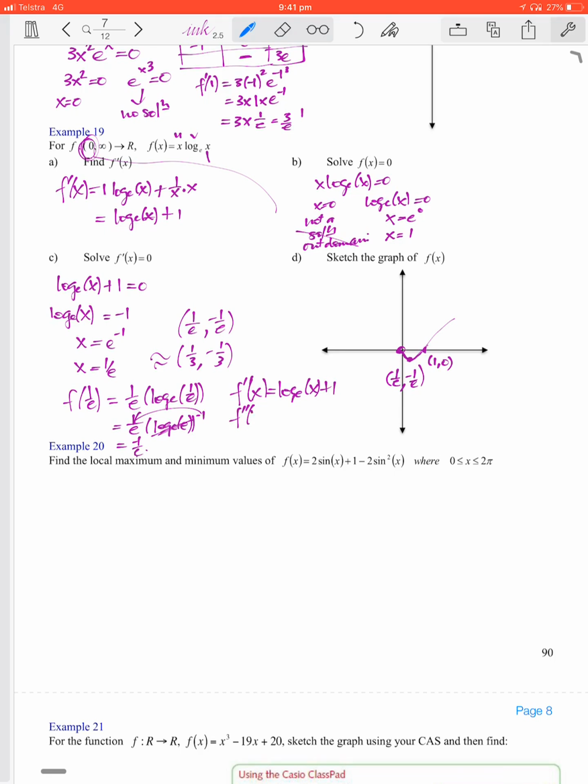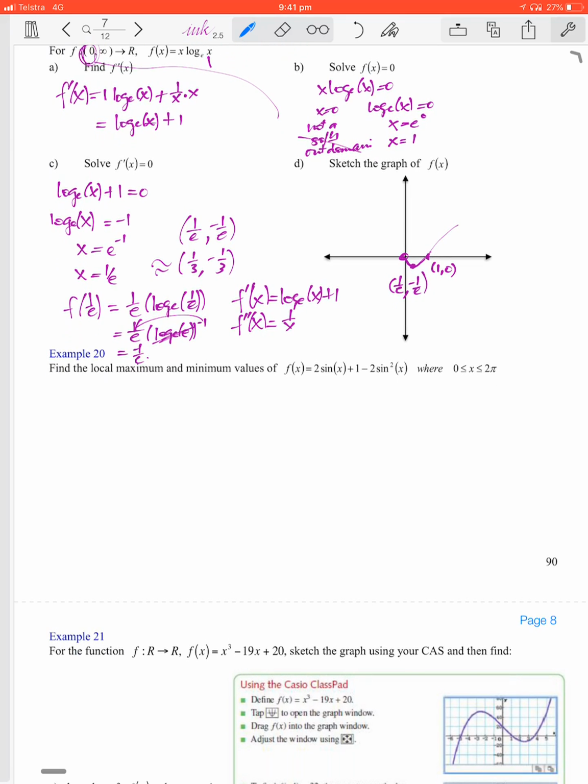So f double dash of x, log x, when I derive it, I get 1 on x. 1, when I derive it, I just get 1. So my second derivative is 1 on x. When x equals 1, we know f double dash of 1 is 1 on 1, which is 1, which is positive. So we know it's a minimum.